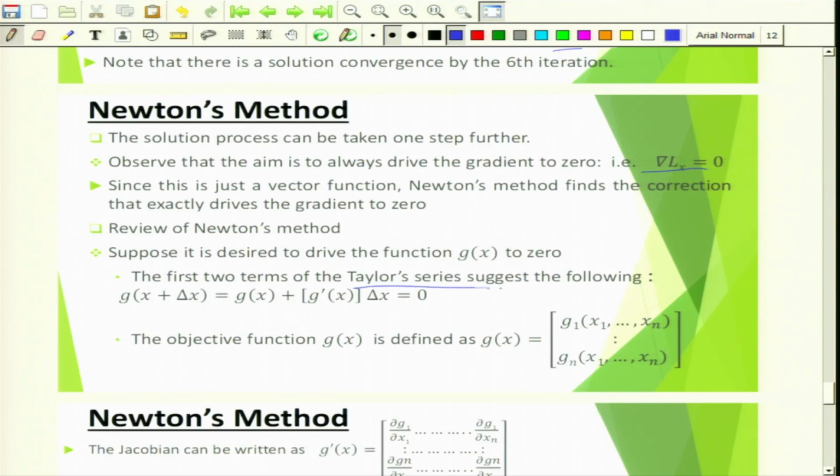First we will take help of Taylor's series expansion. Let us say there is a function g of x that needs to be driven to 0. Now g of x plus delta x is equal to g of x plus g dash of x into delta x, and that should be equal to 0, right. This is a basic Taylor series that you can learn from your basic mathematics. And the objective function g of x is defined as g1 of the total variables and up to gn, it is a vector where you have the function with respect to each variable, and then you get this vector.